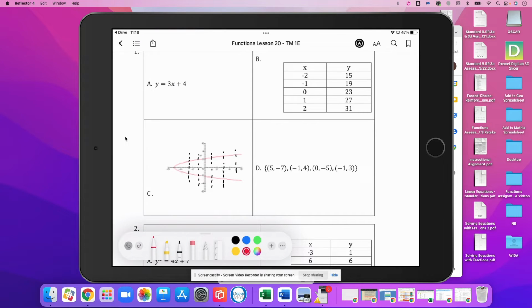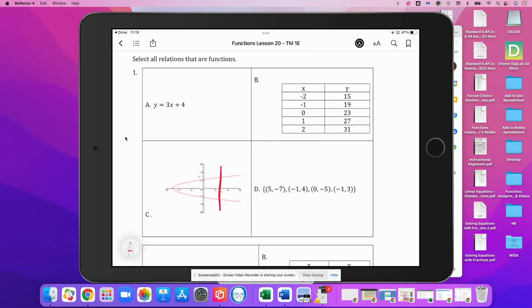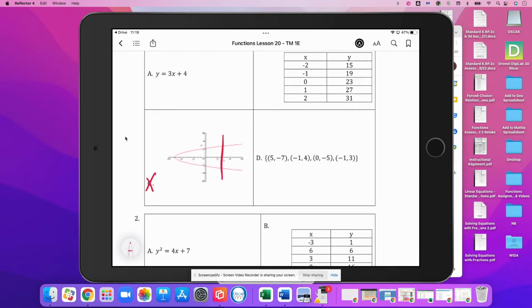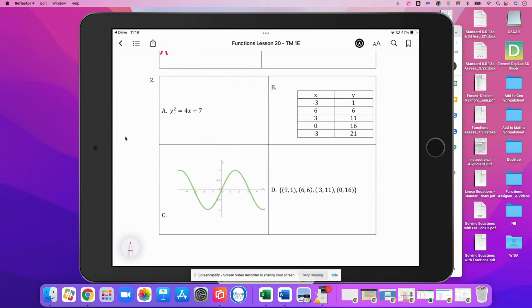And I only need to make one vertical line. It only takes one vertical line that hits in more than one spot to prove that the thing is not a function. So if I can go like this and run into more than one spot on the graph, then it is not a function. So we're supposed to select all relations that are a function. That one is not, because I run into the line in more than one spot with a vertical line. Let's take a look at the next graph.